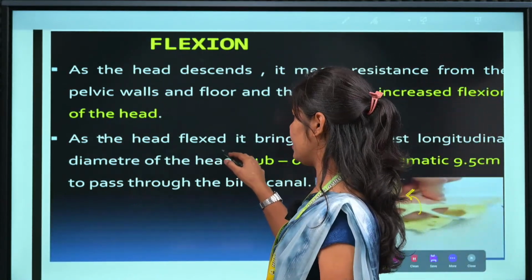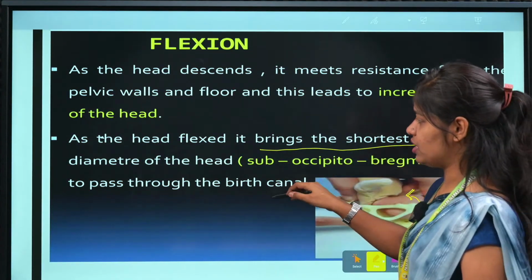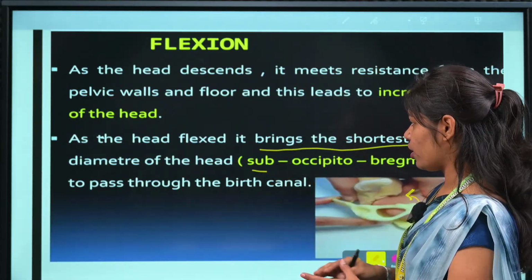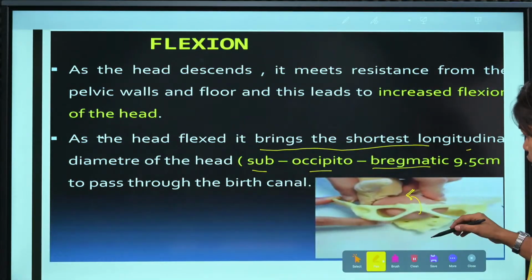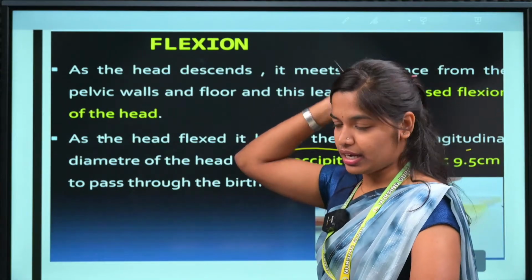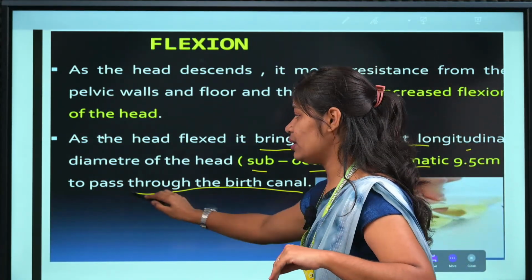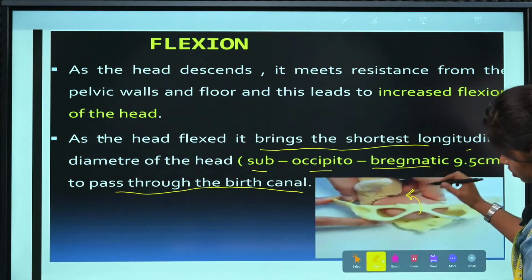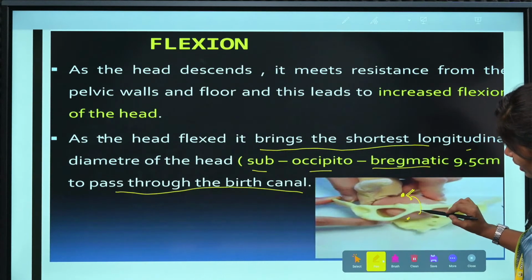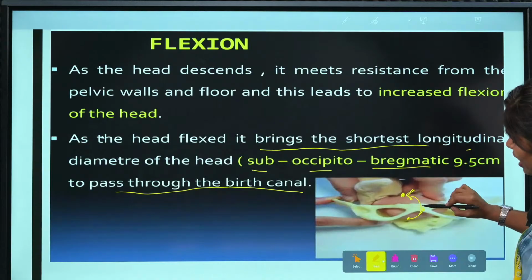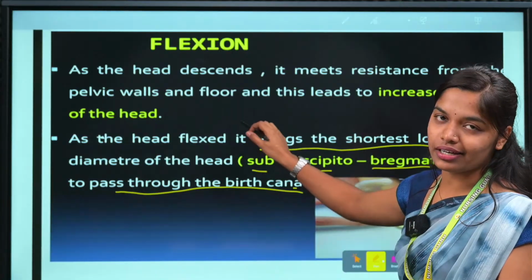When the head is flexed, it brings the shortest longitudinal diameter, the suboccipito-bregmatic diameter, to the birth canal. It will pass through the birth canal. You can see the occiput and the bregma; the suboccipito-bregmatic diameter is passed through the pelvis or birth canal. That is called flexion.